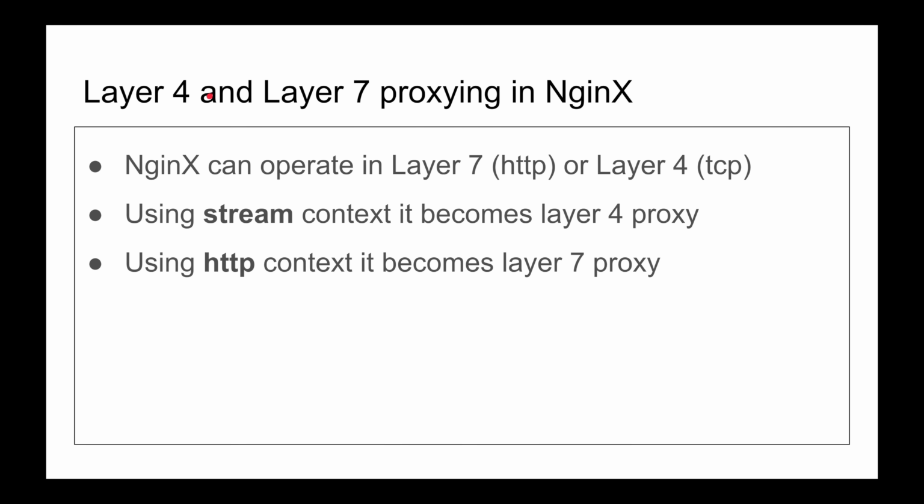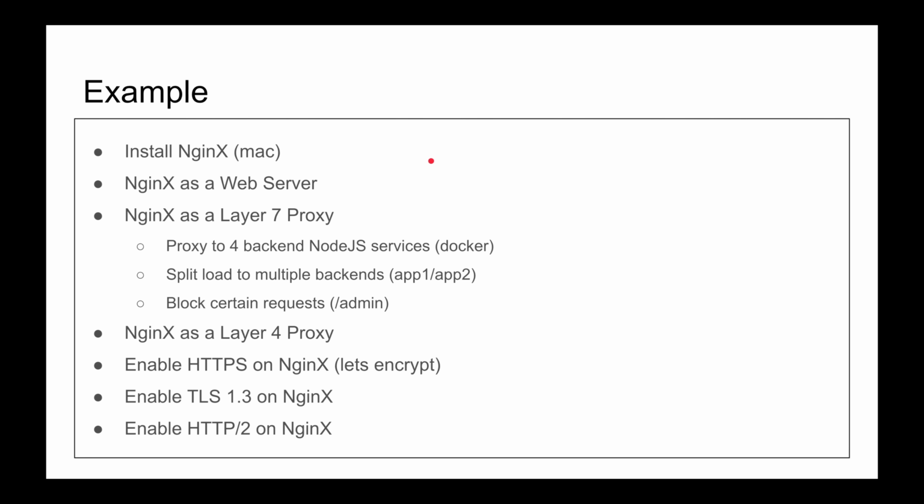And Nginx, you can do that. You can act like a layer 4 proxy, and you can act like a layer 7 proxy. If you use the HTTP context, you get layer 7; the stream context becomes layer 4. Cool. All right, time for an example, guys.